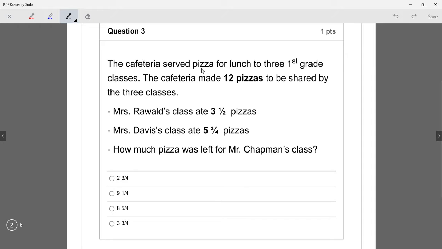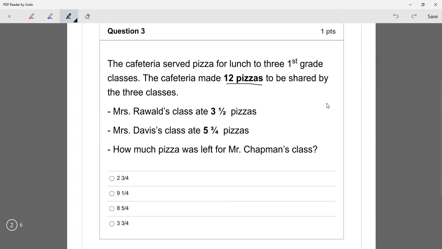The cafeteria served pizza for lunch to 3 first grade classes. The cafeteria made 12 pizzas to be shared by the 3 classes. Mrs. Rewald's class ate 3.5 pizzas. Mrs. Davis's class ate 5 3/4 pizzas. How much pizza was left for Mr. Chapman's class?